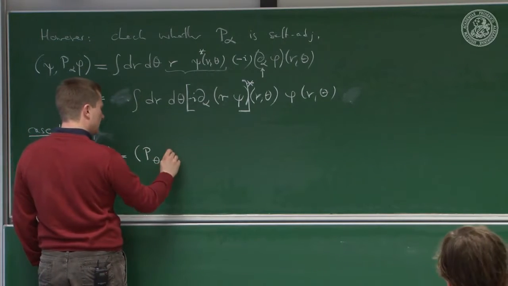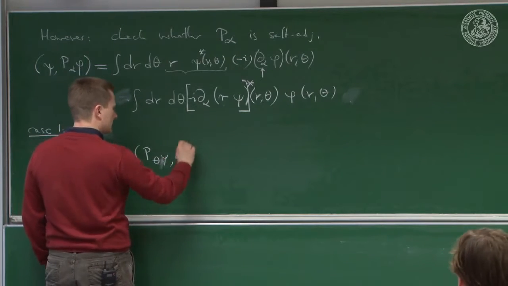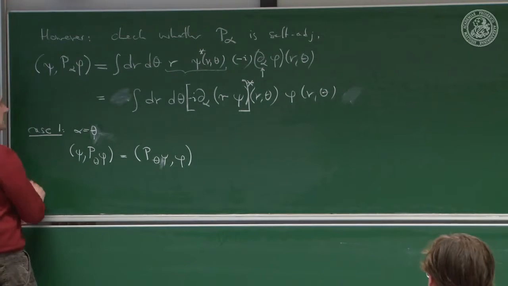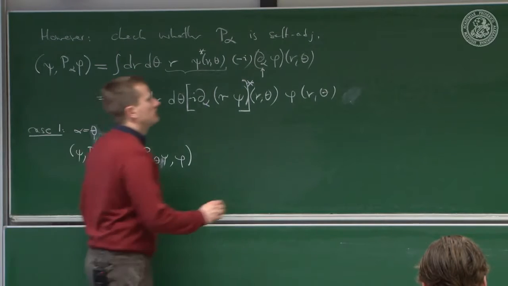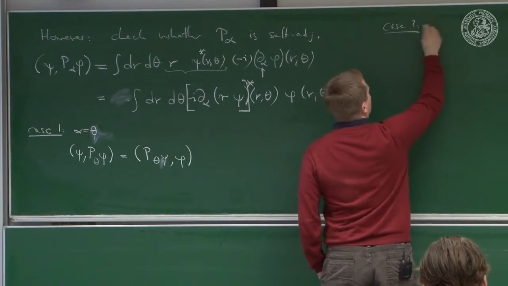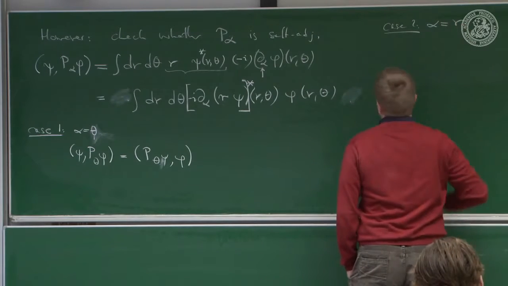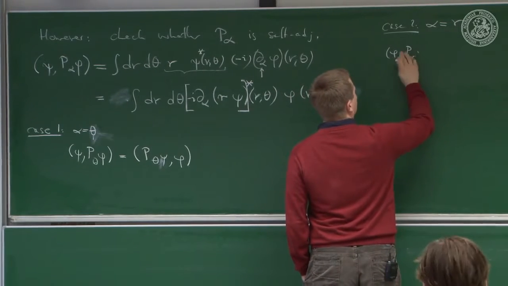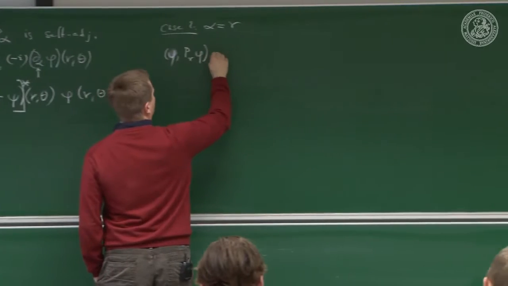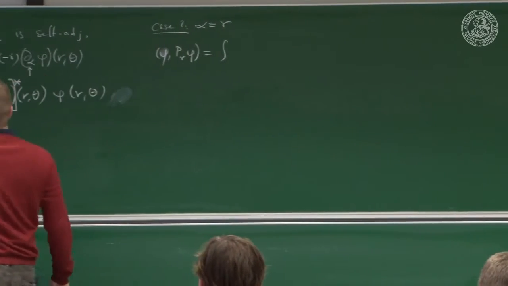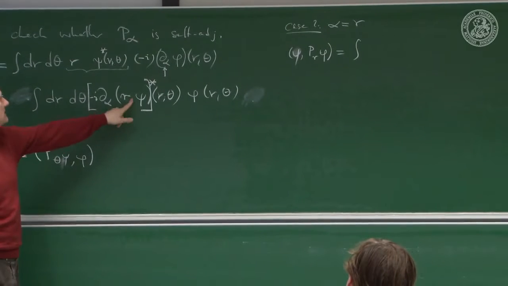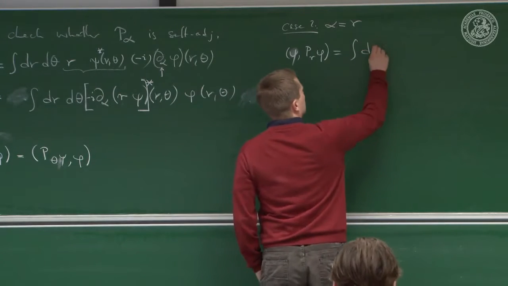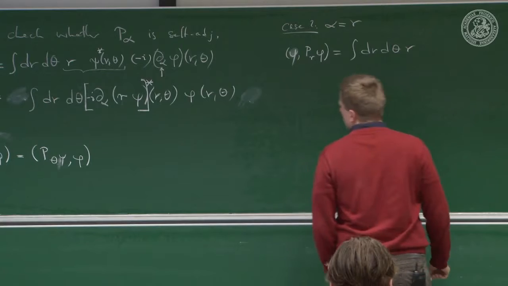This p theta is indeed self-adjoint with respect to this inner product. That's not the problem. But what about the other case? The alpha being the r itself. Well, in that case, we have psi, p_r phi is the integral. And now I use the product rule here and split this into a part we would have expected and a part we didn't expect. So using the product rule, I have dr d theta r. So I do not act on the r.